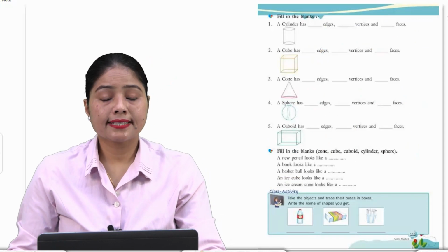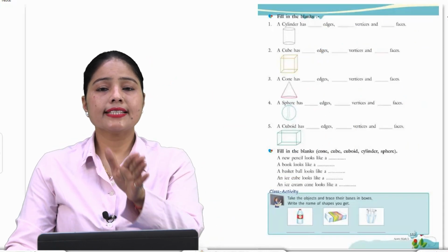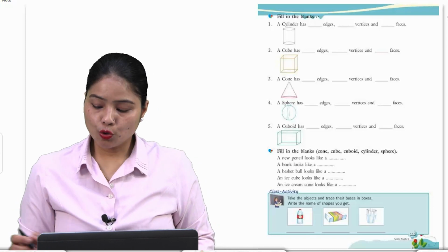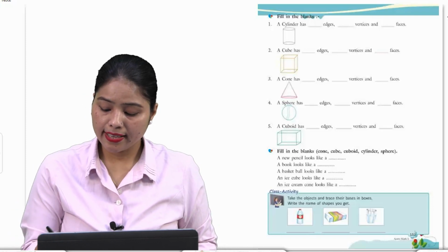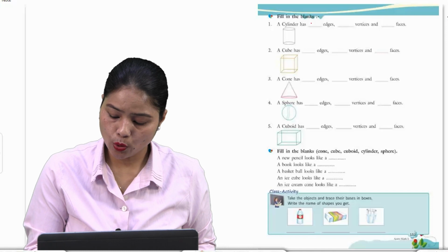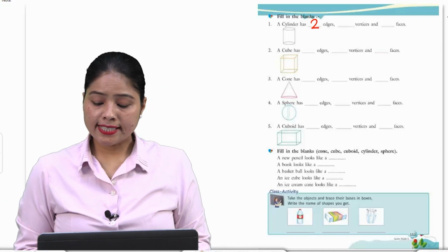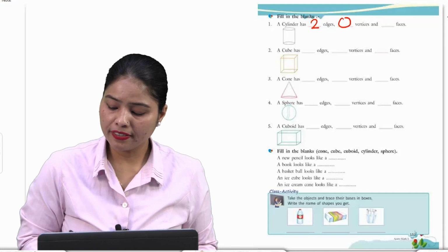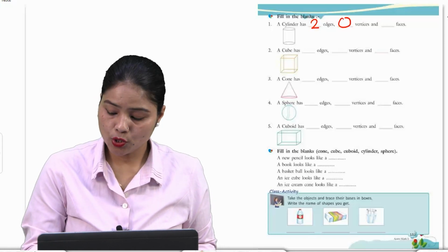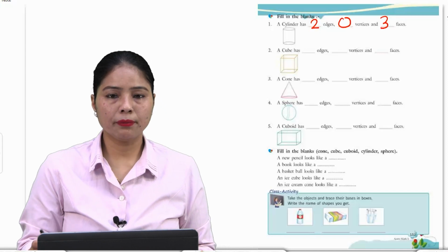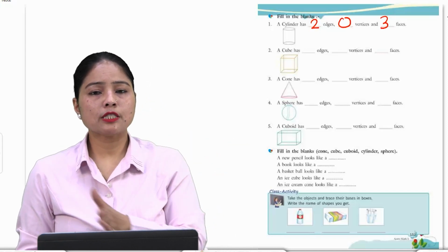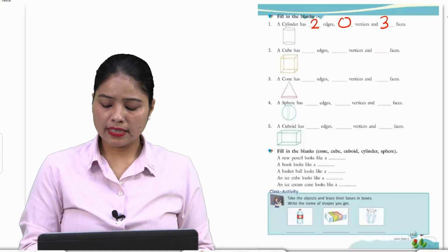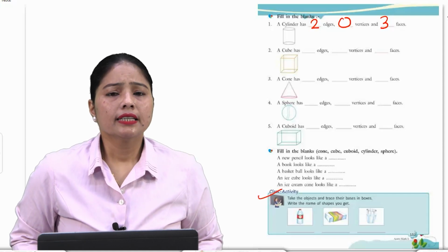filling the blanks. A cylinder has how many edges and vertices and faces? So we know that cylinder has 2 edges. इसके 2 edges होते हैं. And vertices कितने होते हैं? Vertices 0. And how many faces? Clearly 3. So write it 3 here. Okay beta. So these are the examples of other one. Just fill it your own beta. Okay. So now class activity.